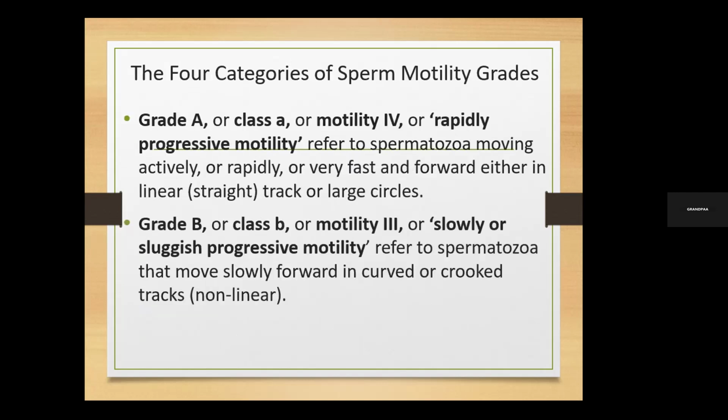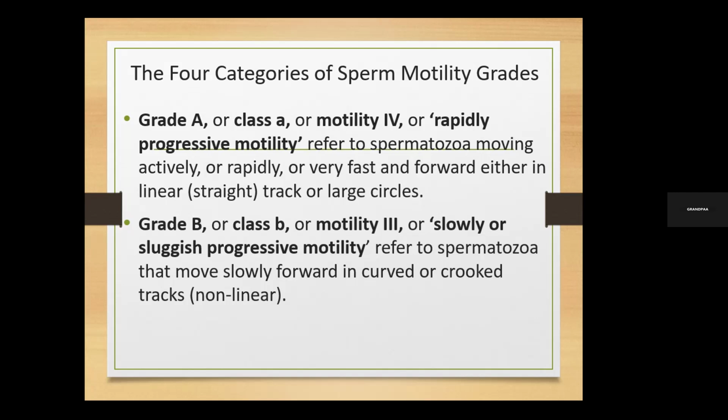So grade A or class A, or motility 4, is the rapidly progressive motility and refers to sperm that are moving actively, very fast, forward and linear, that is, straight away. Or even if they curve, they go a long way before they curve. So that's called large curves or large circles.